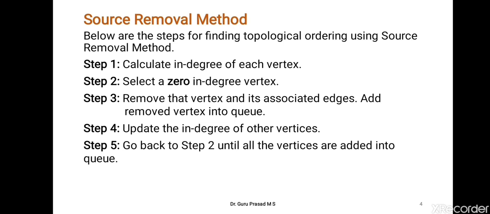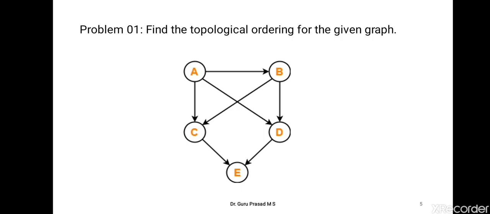Okay, these are all the 5 steps we have to apply on the given graph to find the topological ordering using source removal method. Problem 1. Find the topological ordering for the given graph. The given graph consists of 5 vertices A, B, C, D, E.